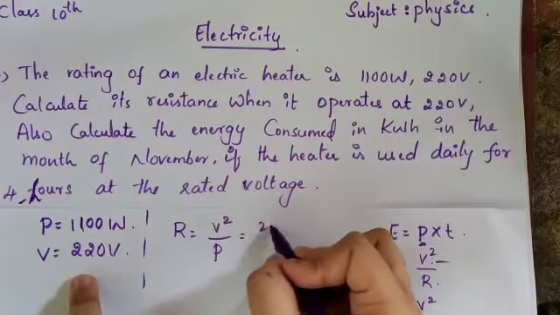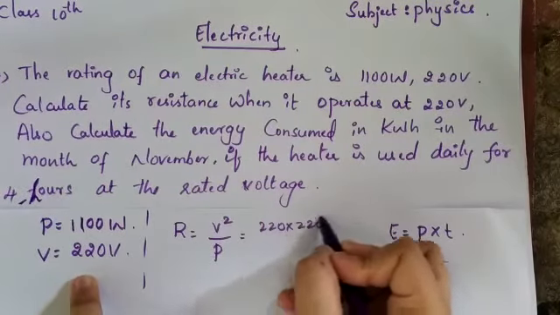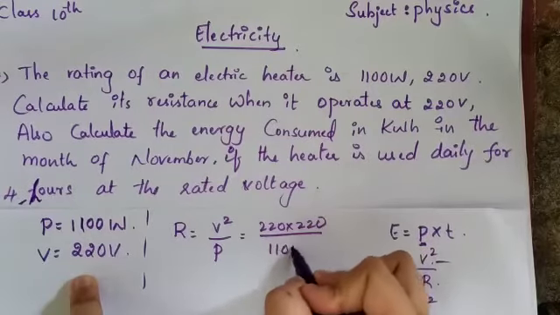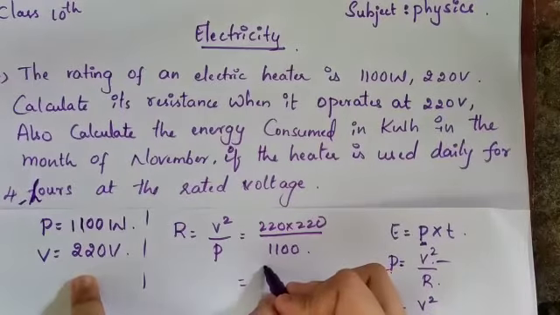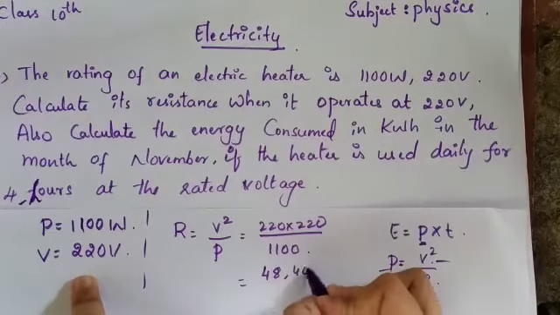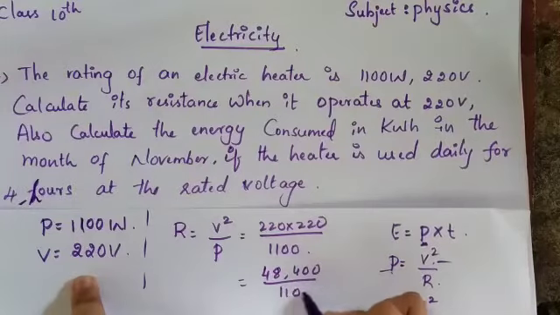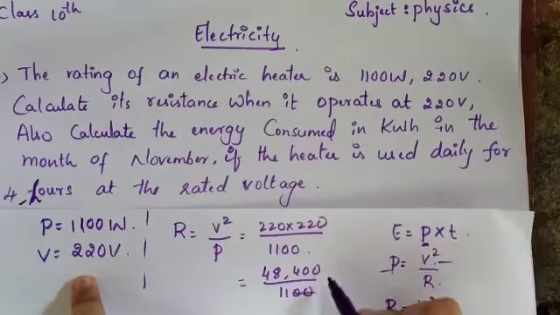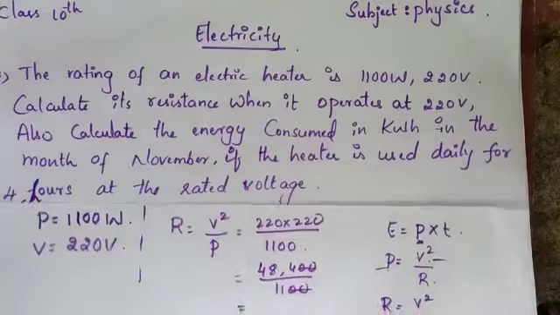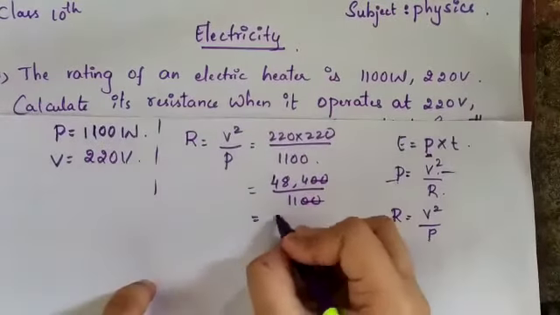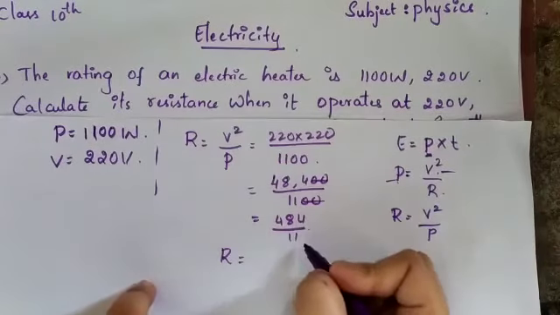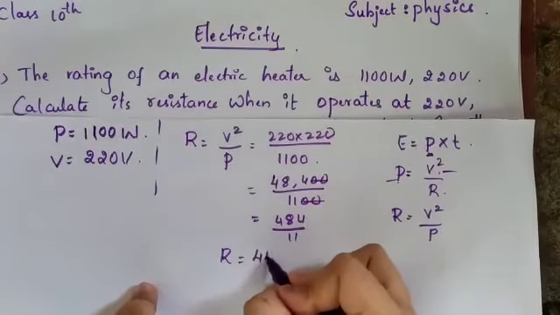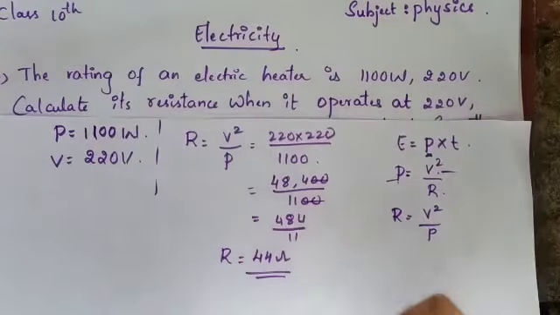Substituting, V is 220 into 220 divided by P, which is 1100. 220 into 220 gives 48,400 divided by 1100. The two zeros cancel, so I get 484 divided by 11, which is nothing but 44 ohm. R value I am getting as 44 ohm. So now I have got the resistance.